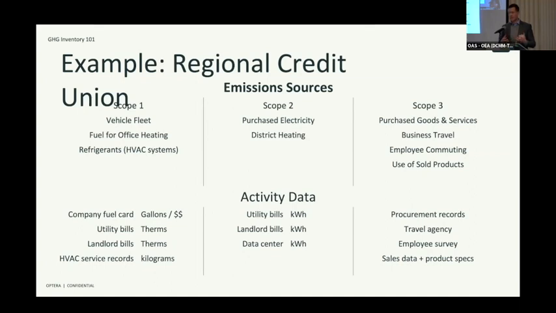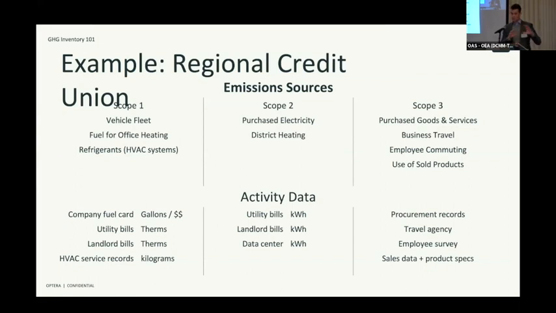We also undoubtedly are consuming electricity. Okay, that's going to be in our scope 2 side. So we have purchased electricity, and in this case, we have district heating. Last but not least, we have some of these scope 3 categories just to round it out, things like purchased goods and services, business travel, employee commuting, and use of the sold products. In this example, we're not going to go into that much here, but just to round it out so you can see how that might translate to a regional credit union.